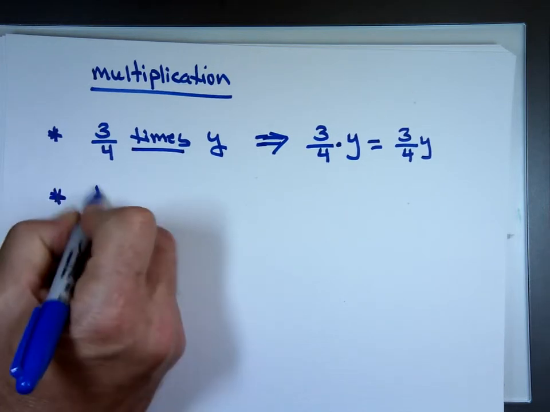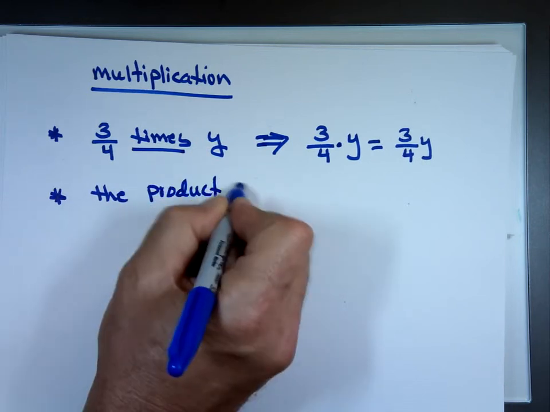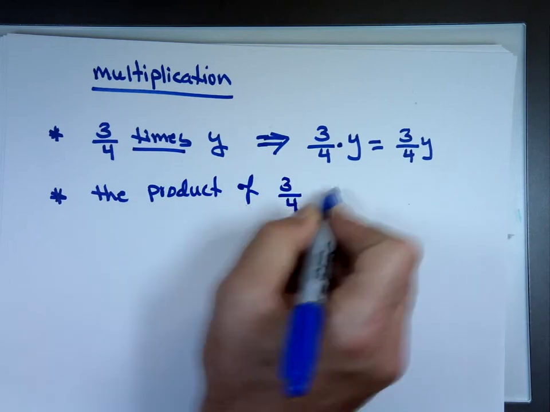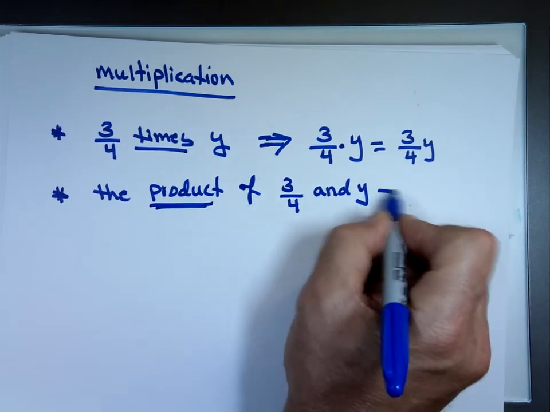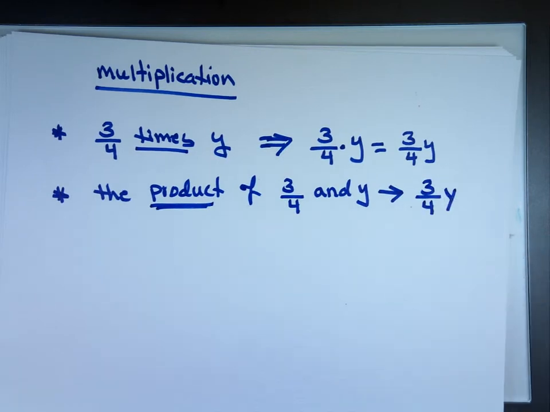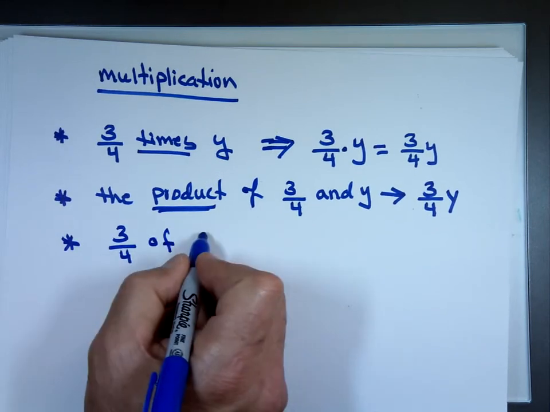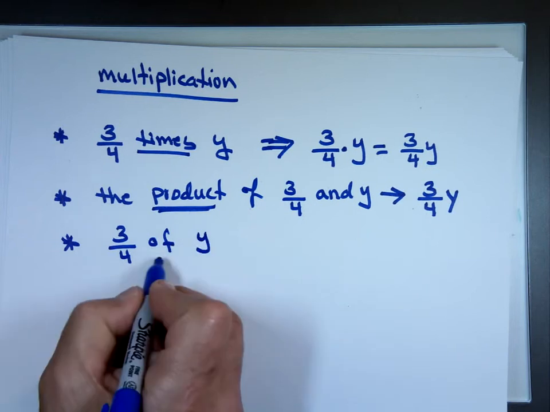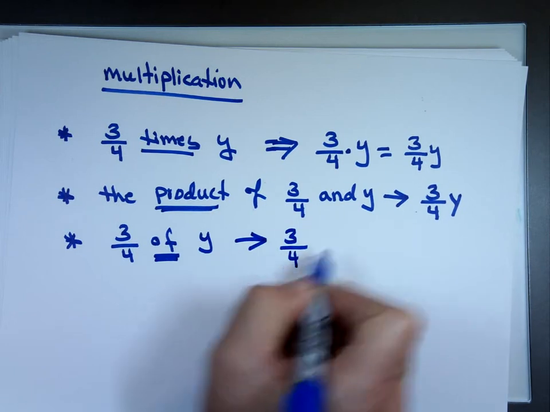The product of 3/4 and y. Product also means multiplication. 3/4 times y. 3/4 of y. Of means multiply in math. 3/4 times y.